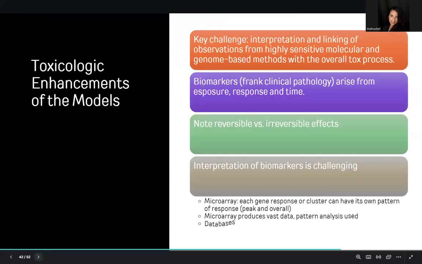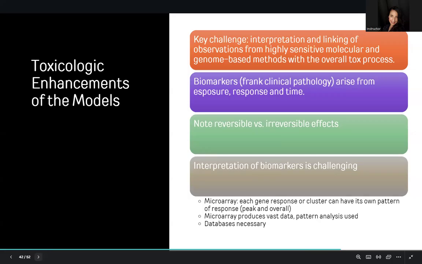One key challenge for toxicologists doing risk assessments will be interpretation and linking of observations from highly sensitive molecular and genome-based methods with the overall process of toxicity. The basic need for linkage of observations was highlighted in early biomarker work. Biomarkers of early effects, such as frank clinical pathology, arise as a function of exposure, response, and time. Early, subtle, and possibly reversible effects generally can be distinguished from irreversible disease states.